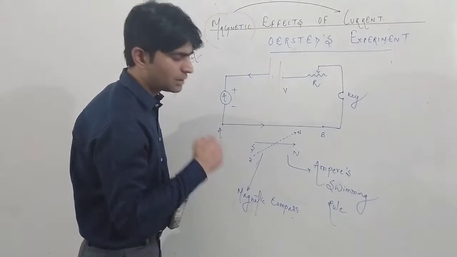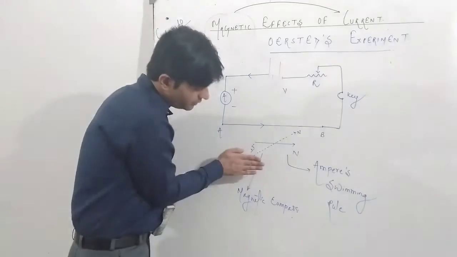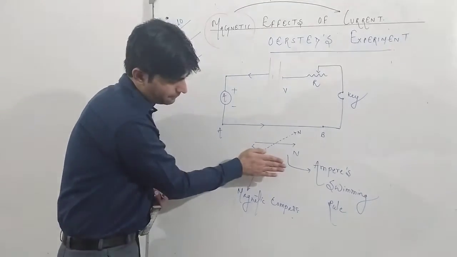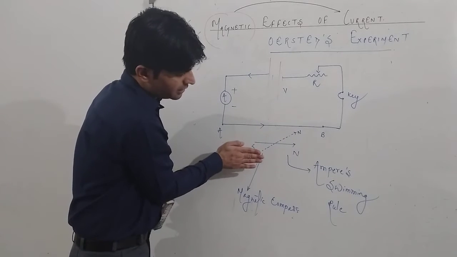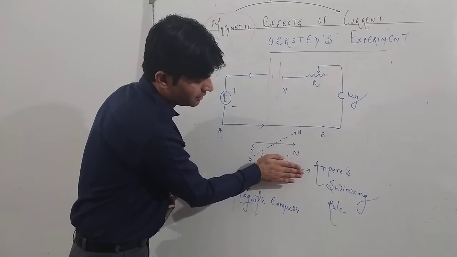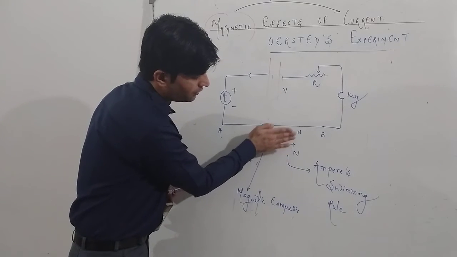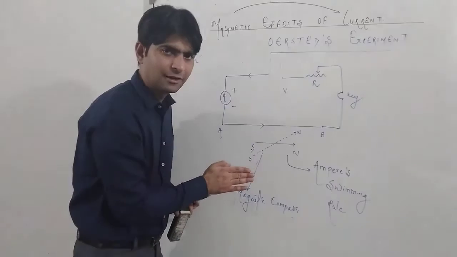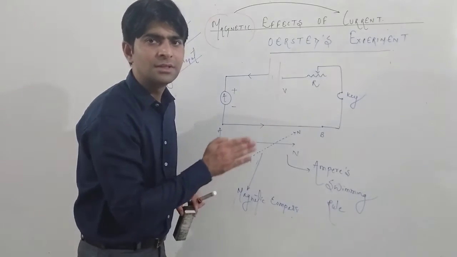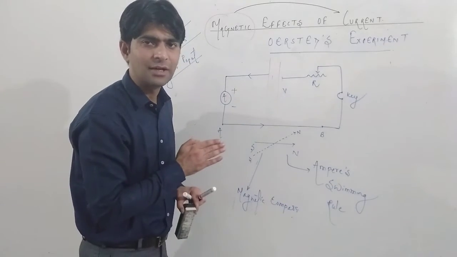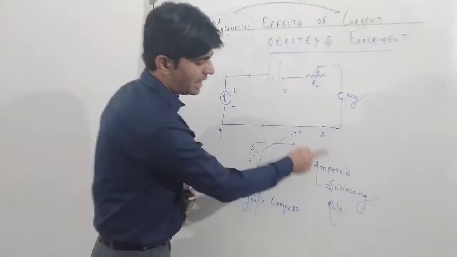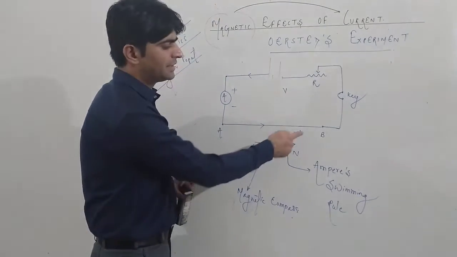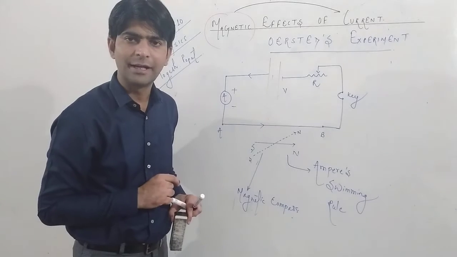Again I am repeating, if you consider yourself as a swimmer, so if you are swimming like this along this plane, so if you consider yourself swimming along the direction of current, the north pole of the magnetic compass or magnetic needle will be deflected towards the left hand side of the swimmer. So this is the Ampere swim rule, which gives the direction of deflection of magnetic compass.